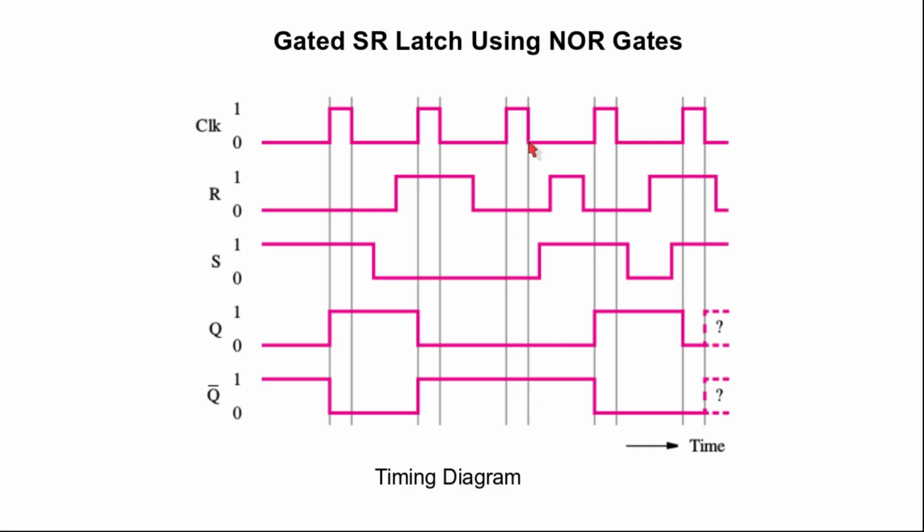Then clock input goes to 0. So again, even if R and S change, that would not affect Q and Q prime, because clock is 0.